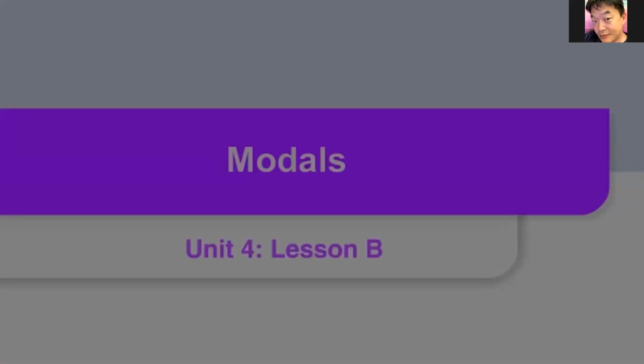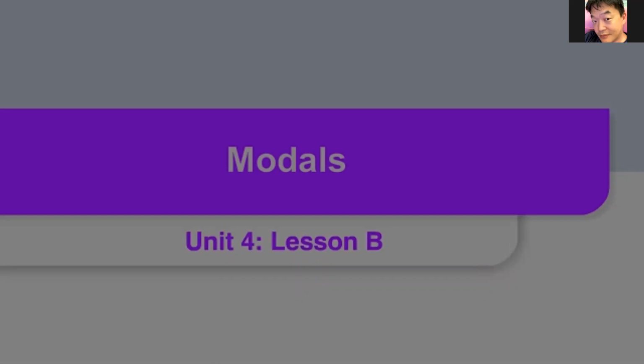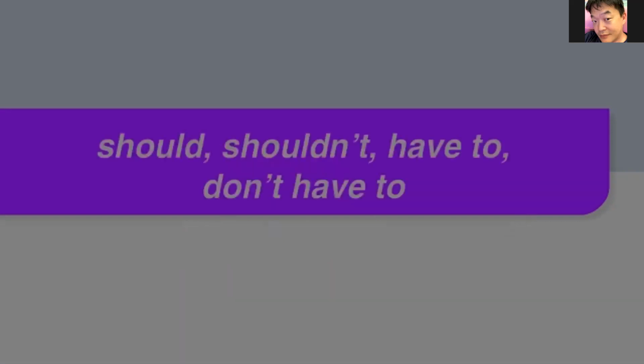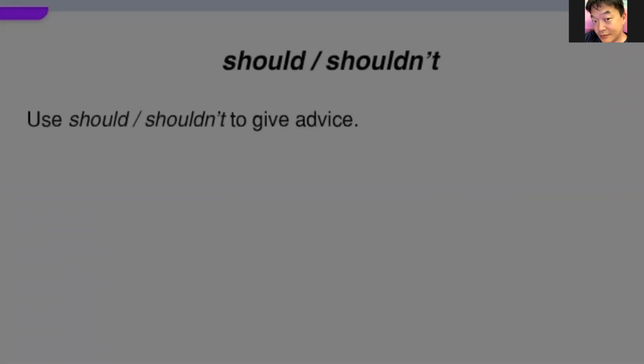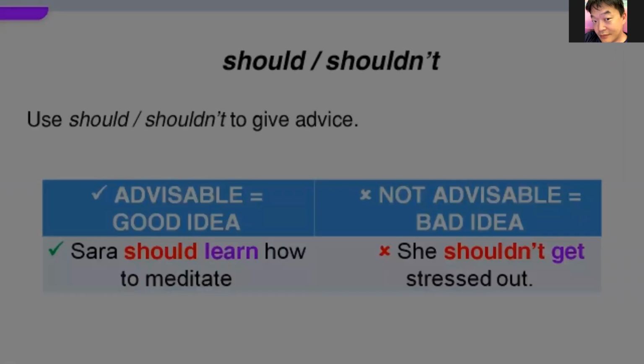Modals. Unit 4, Lesson B. Should, shouldn't, have to, don't have to. Watch and listen. Should, shouldn't. Use should, shouldn't to give advice. Advisable, a good idea. Should. Sarah should learn how to meditate. Not advisable, a bad idea. Shouldn't. She shouldn't get stressed out.